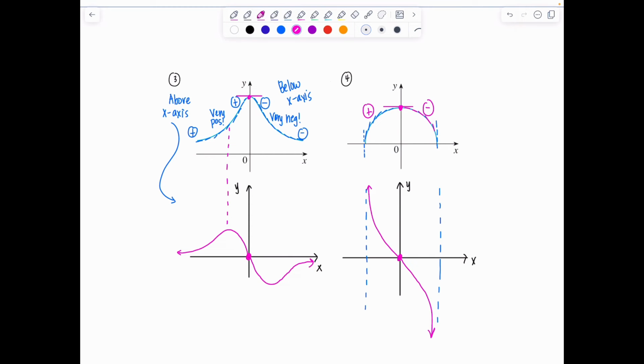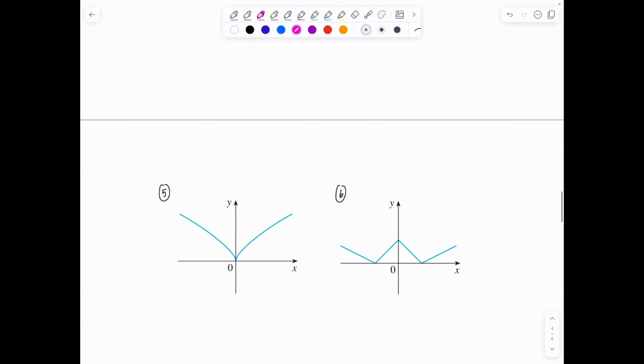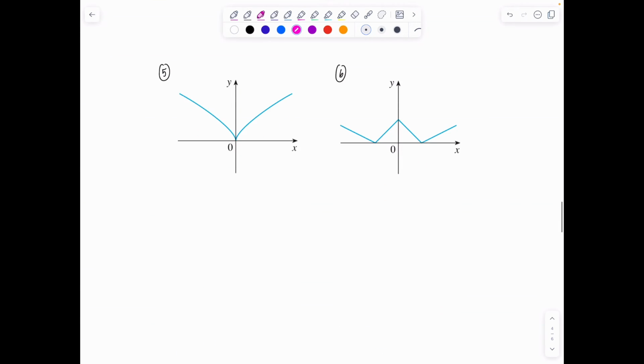Good? Okay. I got a couple more. By a couple, I mean 4, so I'm lying. A couple, is that just 2? Yeah.